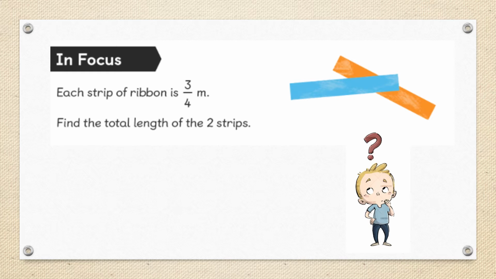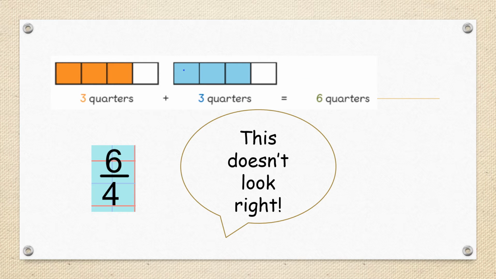First challenge today. Each strip of ribbon is 3/4 of a metre long. Find the total length of these two strips. This is a bit of a challenge. I've used a pictorial representation to show this. At the top there is 3/4 in orange and 3/4 in blue to represent the two strips of paper. Add these together and we get 6/4. I've written this down as a fraction below. It doesn't quite look right, does it?